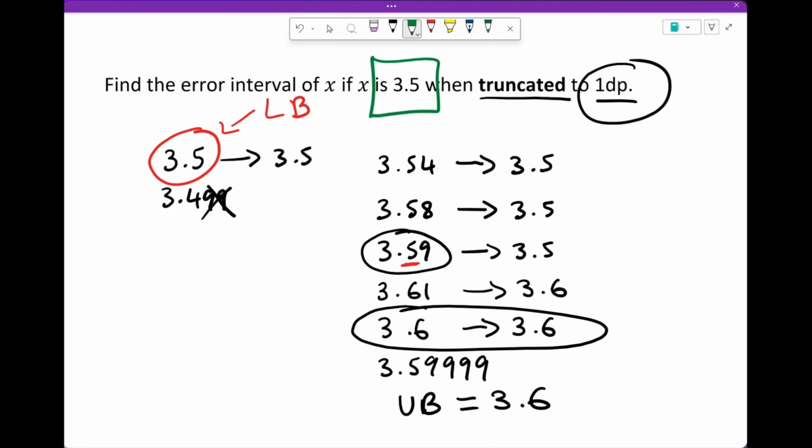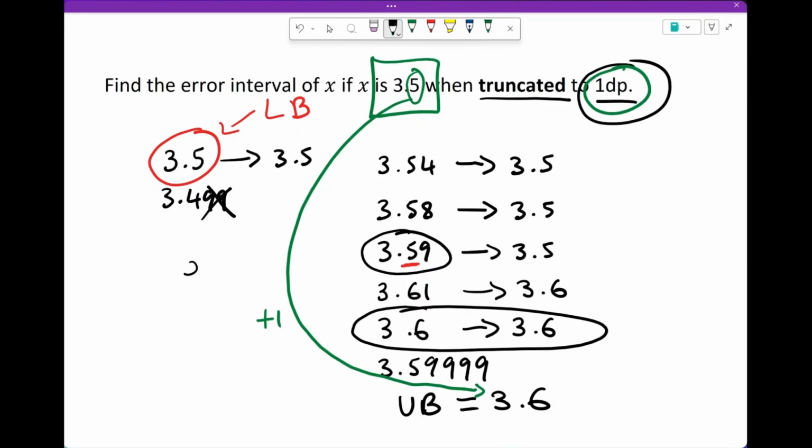The upper bound, to get that, you're going to have to go to your degree of accuracy, which is 1 decimal place, so the 5, and you're just going to add 1 to it, and then that's going to get you your upper bound down here. So that's going to be our method for how we're going to get the upper bound and lower bound for truncation. Now let's write out my error interval.